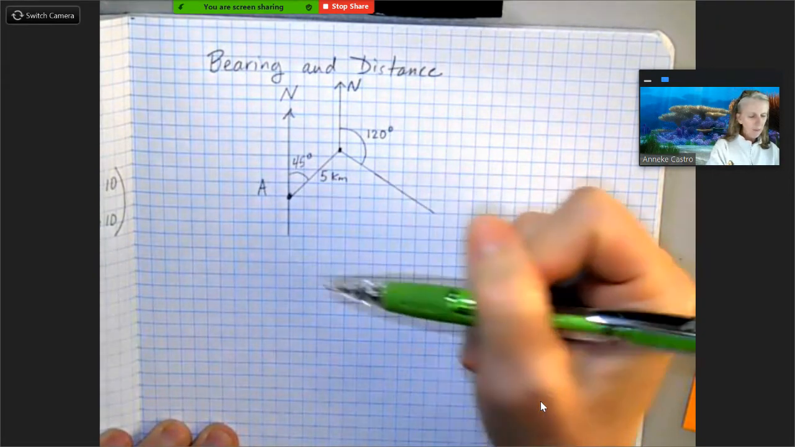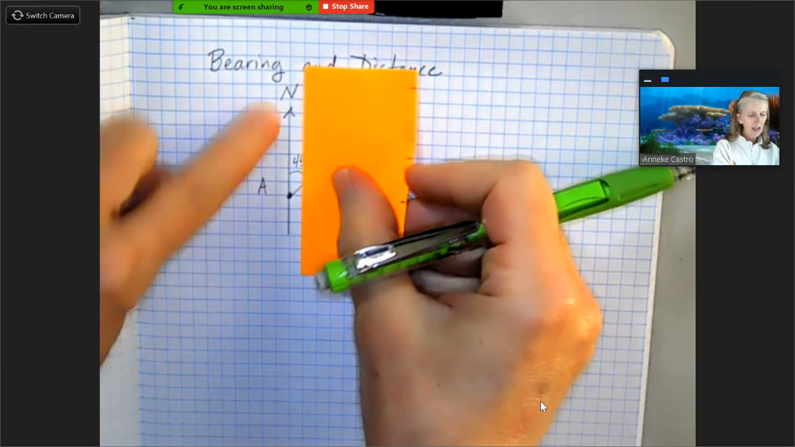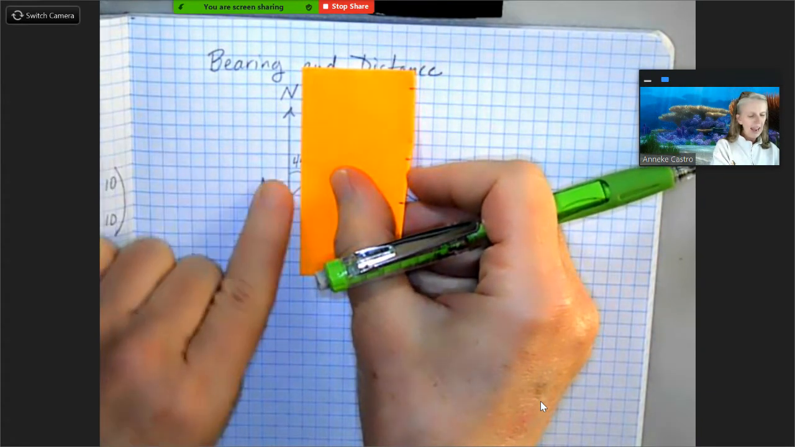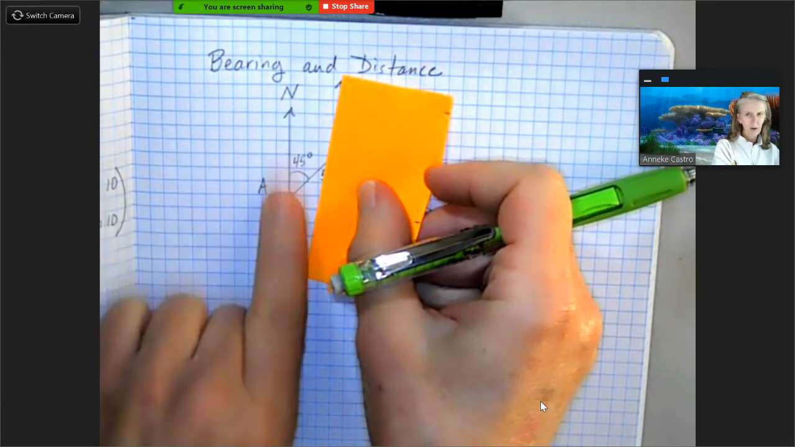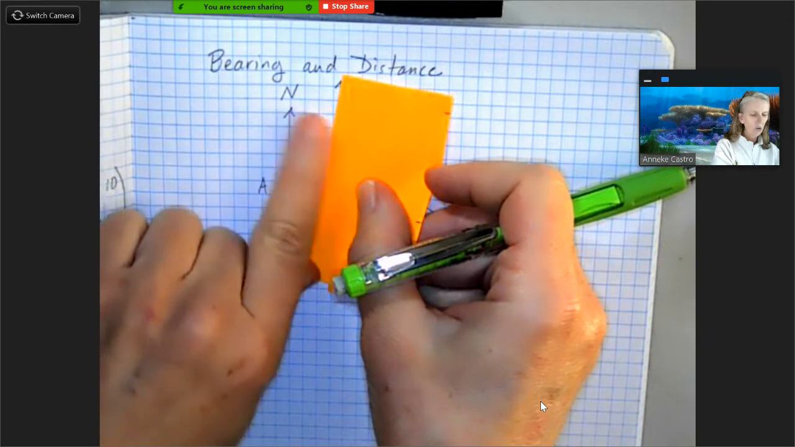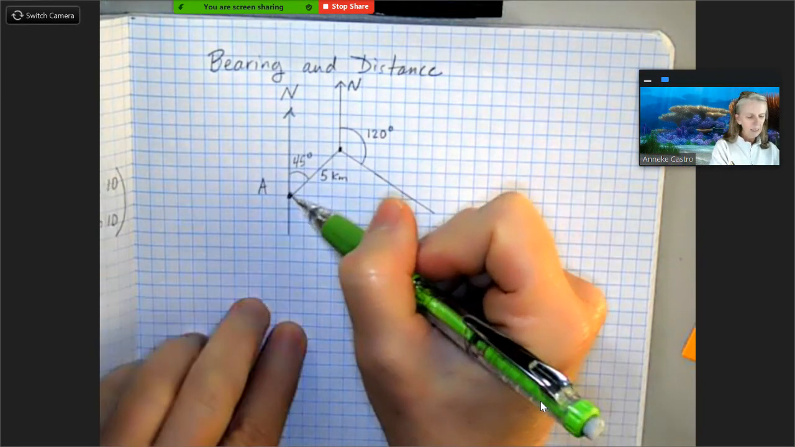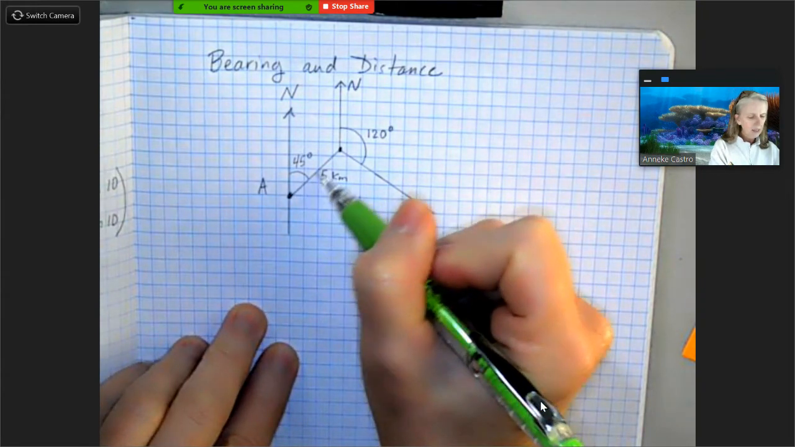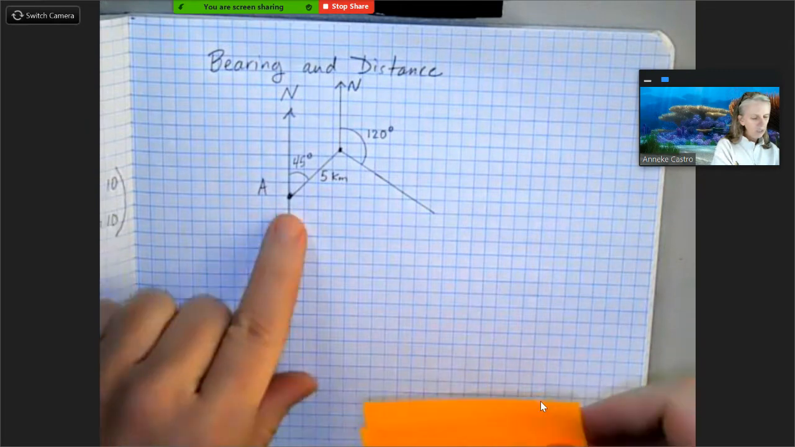Okay, so whenever you have a bearing, you start with a north arrow, and then you take the angle, the bearing, to the north direction. So a bearing of 45 degrees is you go clockwise 45 degrees from the north. So this is a bearing of 45 degrees. And then the length is going to be 5 kilometers. So let's say each unit here is 1 kilometer.